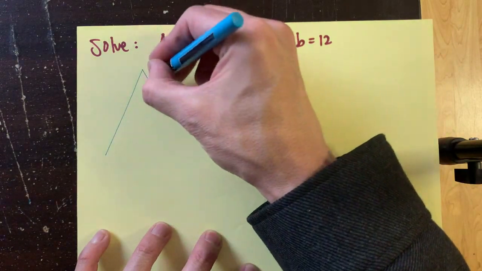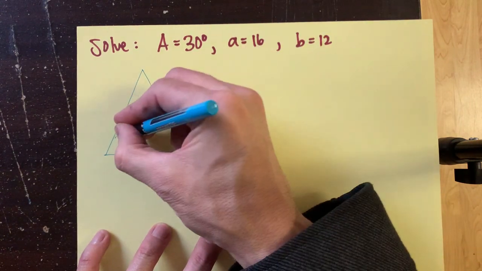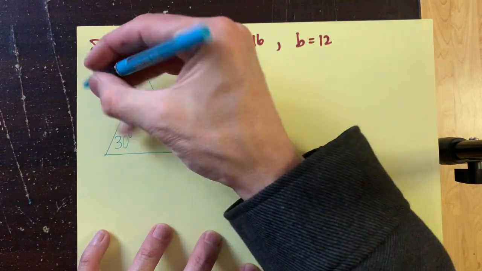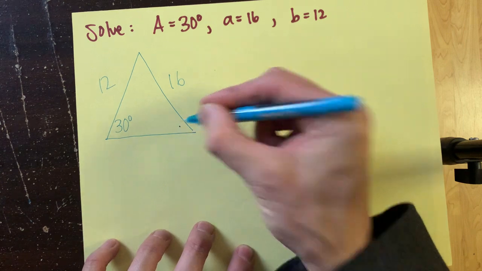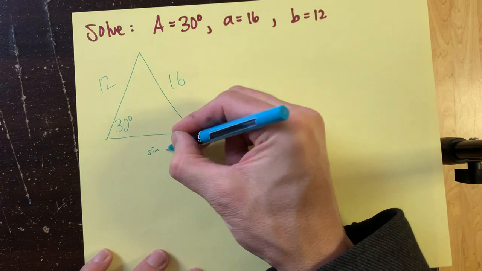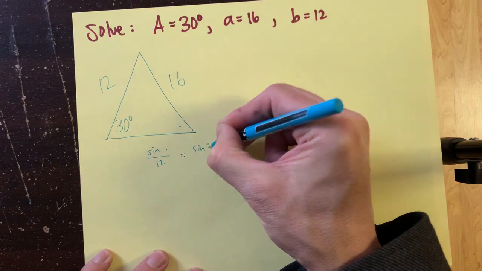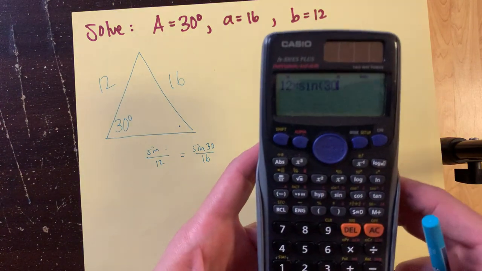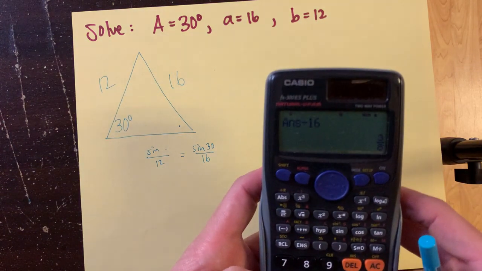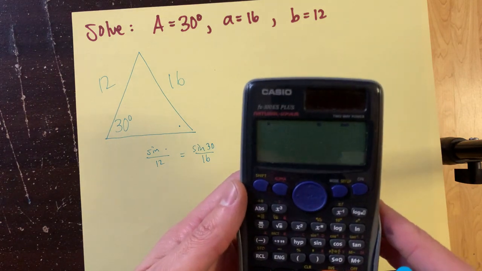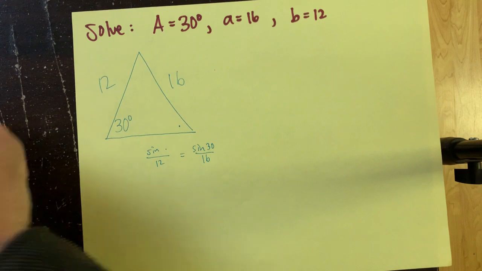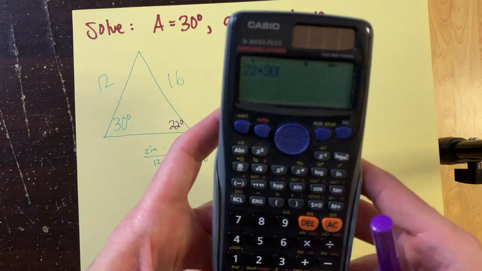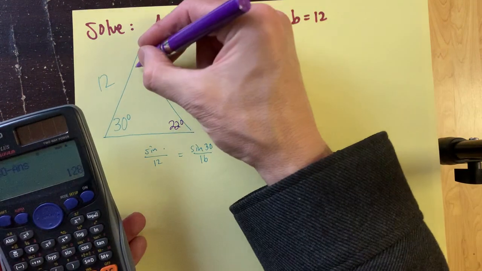Let's do the same thing like we did before. The given angle, I put it in the bottom left. And then matching across is its side. And then the other side, I put it there. And now let's find this dot right here. So it's going to be sine of dot over 12, sine of 30 over 16, law of sines. That's going to be 12 times sine of 30 divided by 16, and then a sine inverse of that. I got back 22 degrees. So here in purple, this is 22 degrees, and then 22 plus 30, and then 180 minus that, 128.